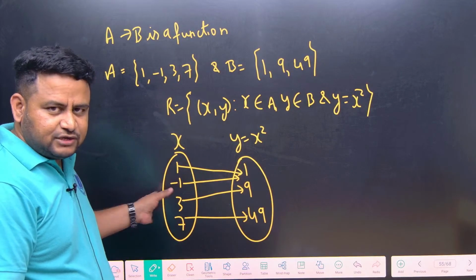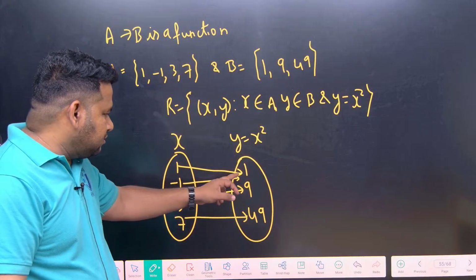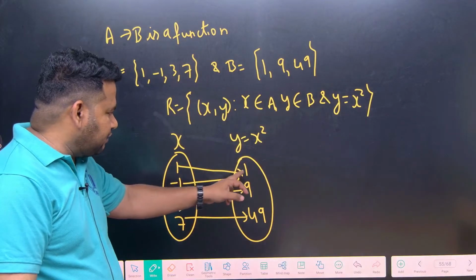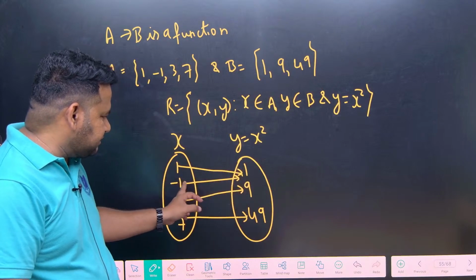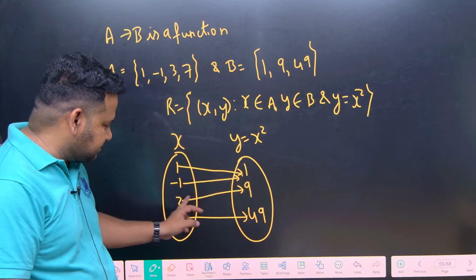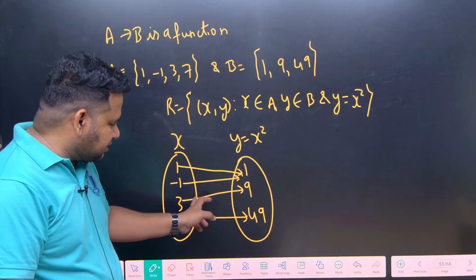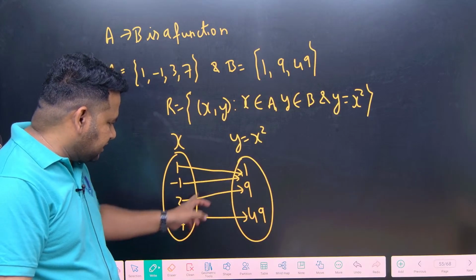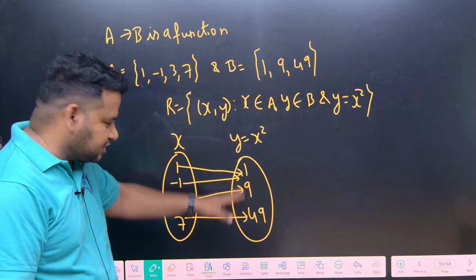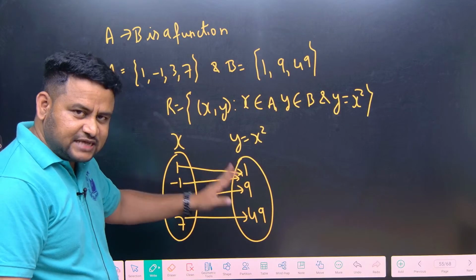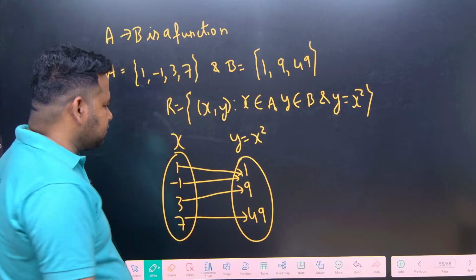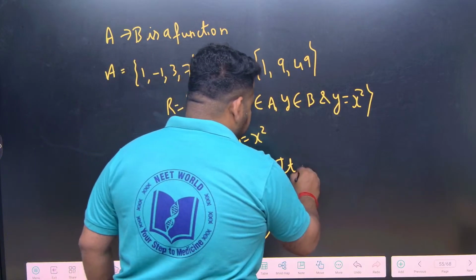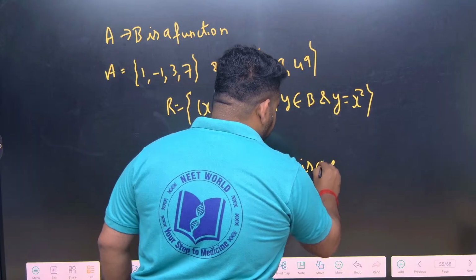Now, is it connected uniquely? That means each element has only one image, not some other thing as an image. Minus 1 has only 1 as the image. 3 has 9 as the image, and not 1 or 49. 7 has only 49. So each has a unique image, and definitely it is a function.